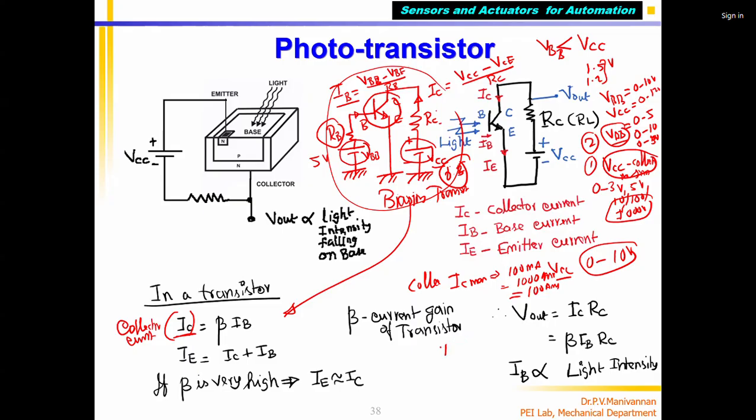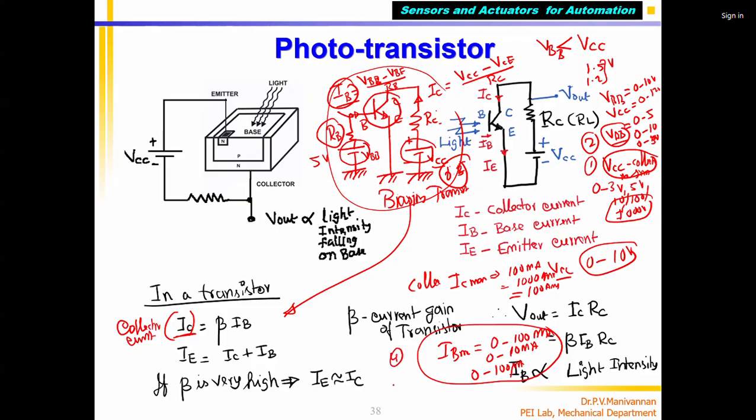IC max. Similarly, IB max, that is called base current. How much maximum base current can flow? That is called IB max. It can be 0 to, for example, 100 milliamps, or 0 to 10 milliamps, or 0 to 100 microamps. Please note that IB will always be much lesser than IC max. Then this is the fourth parameter.